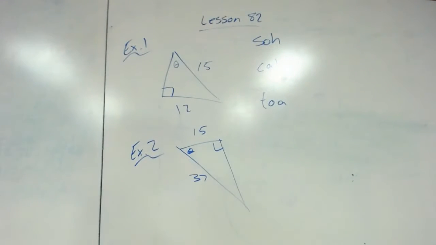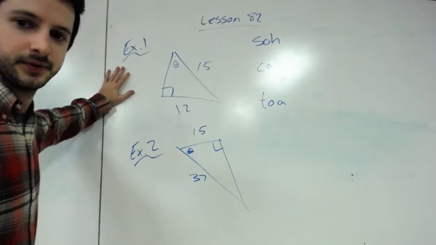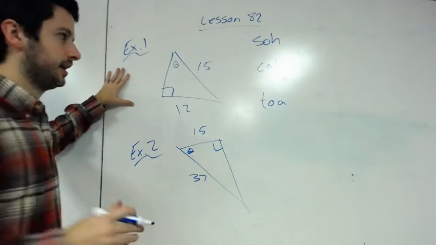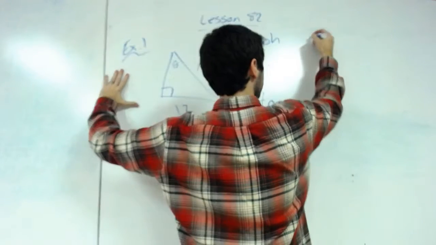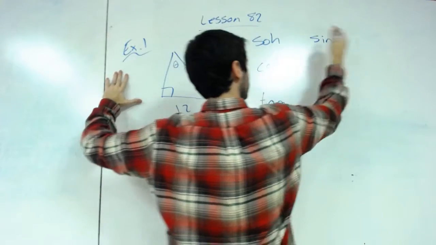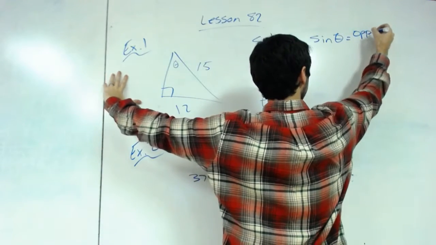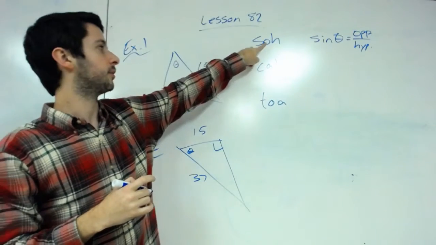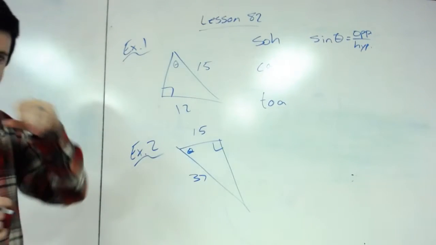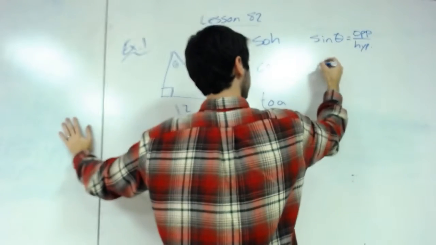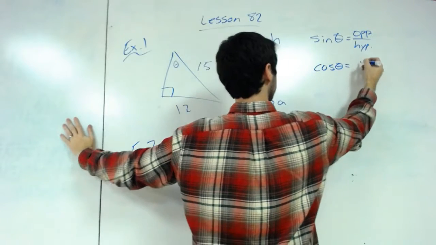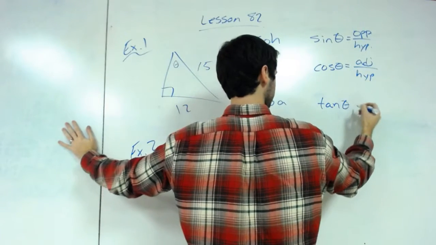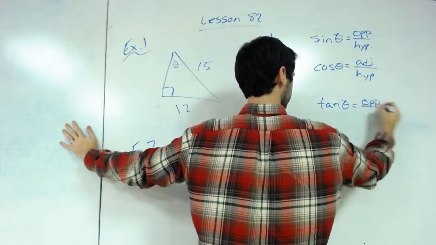Lesson 82, we're going to look at more applications of trigonometry. Now to refresh, SOHCAHTOA, that's our acronym. The S stands for sine of theta, O is opposite, H is hypotenuse. So sine of theta equals opposite divided by hypotenuse. Okay? CAH, meaning cosine of theta, equals adjacent over hypotenuse. And then tangent of theta equals opposite over adjacent.